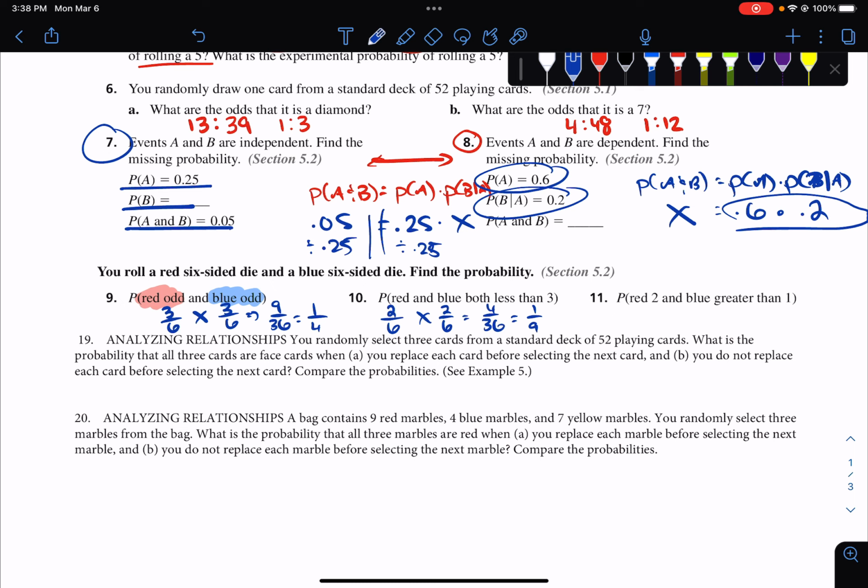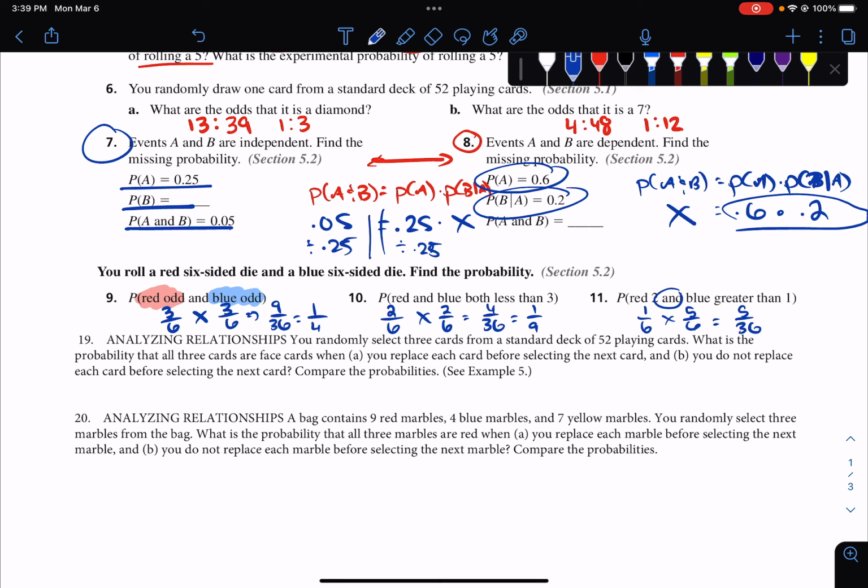Probability of a red 2 and a blue greater than 1. Now, here's what a lot of people have been doing, and it's wrong. This red 2, they keep writing as 2 over 6 because they see the 2 and they just think 2. But the probability of getting a red 2, there's only 1 2 out of 6 sides of the dice. And I'm going to multiply that because of this word and by the numbers greater than 1 on the blue dice. And there's 5 numbers bigger than 1 on the blue dice. So 1 over 6 times 5 over 6 is 5 over 36.